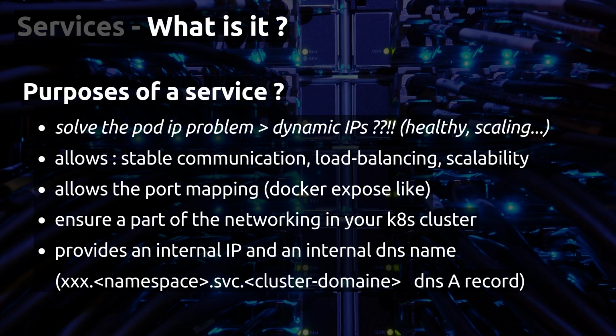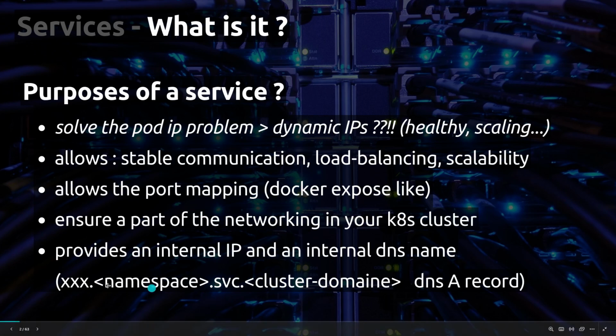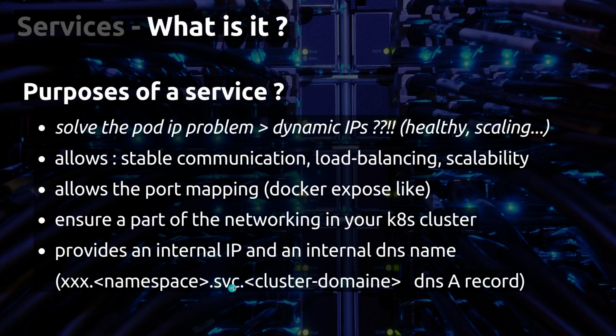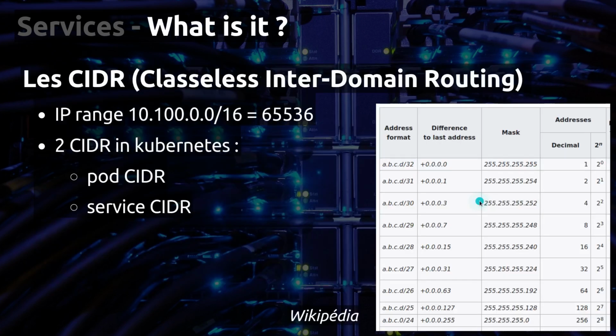And the last thing to say about the service is that it provides an internal IP and an internal DNS name with the same pattern: the name of the service, the namespace, dot svc, and finally the cluster domain. By default this is cluster.local, and this is a DNS A record that we can use everywhere in the Kubernetes cluster, not outside the Kubernetes cluster, of course.